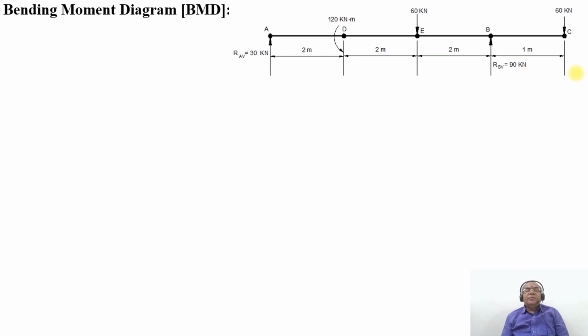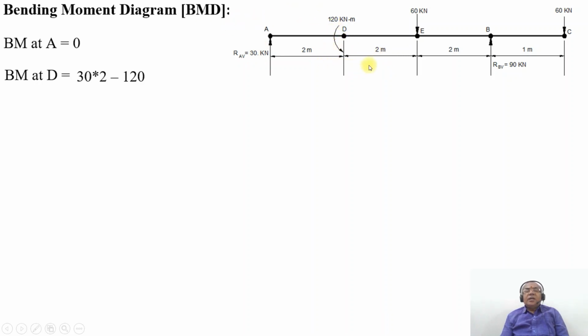When you are considering the bending moment diagram, bending moment at the point A is 0, and bending moment at the point D, as it sags, becomes positive. When the force is acting upward, it becomes sagging, so naturally it becomes positive. So it is going to be plus 30 into 2, which is 60 kilonewton meter just on the left hand side of D.